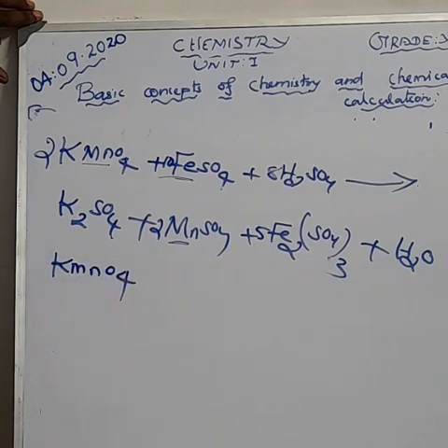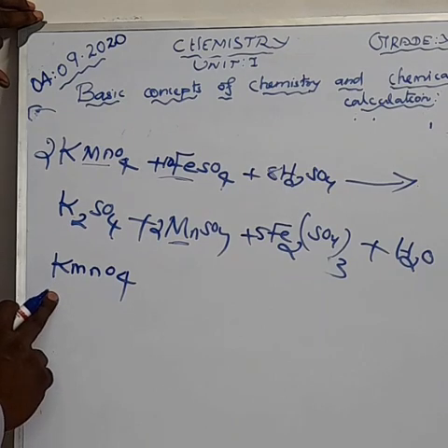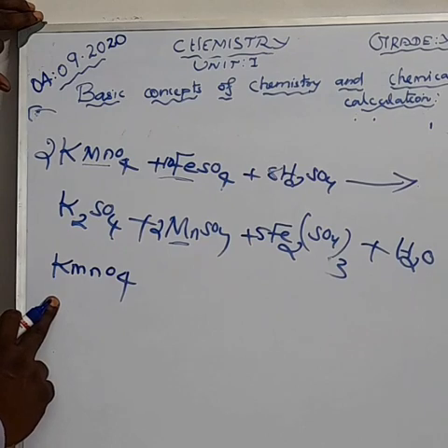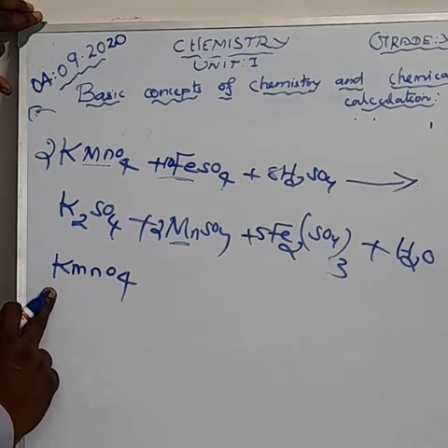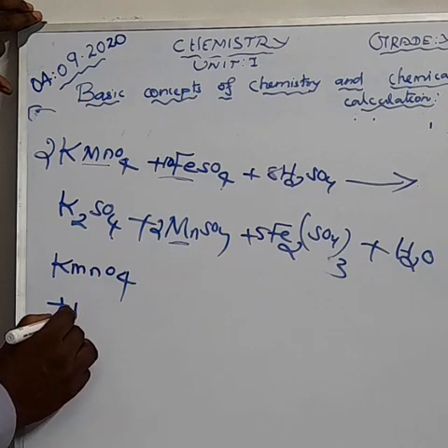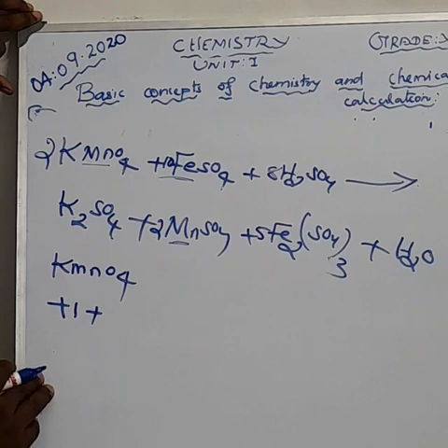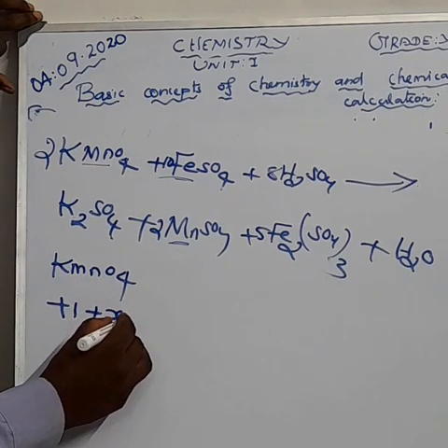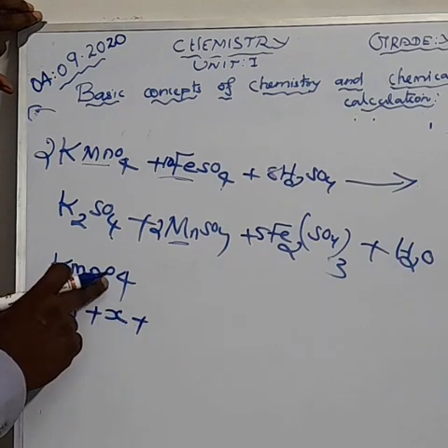KMnO4. Already I told you about that. Potassium is an alkali metal. All alkali metals having charge is plus 1. Am I right? So plus 1. Plus 1 plus manganese you want to find out, you take it as X. Clear? X plus how much oxygen is there?